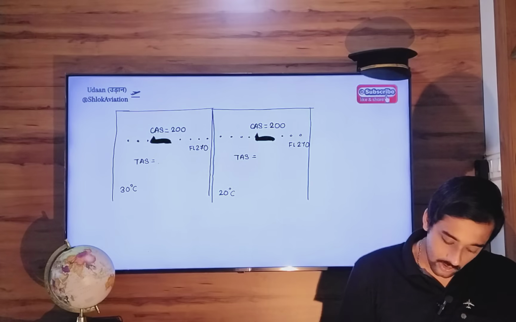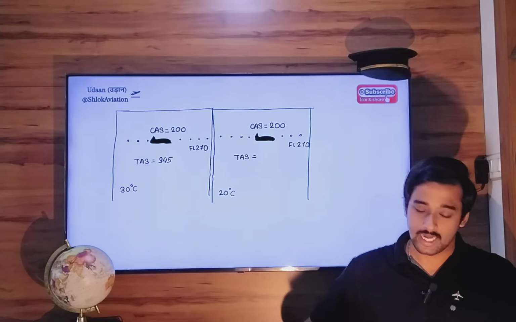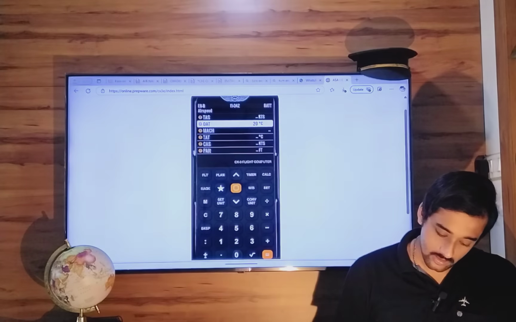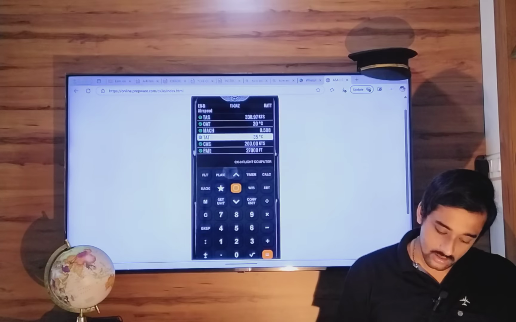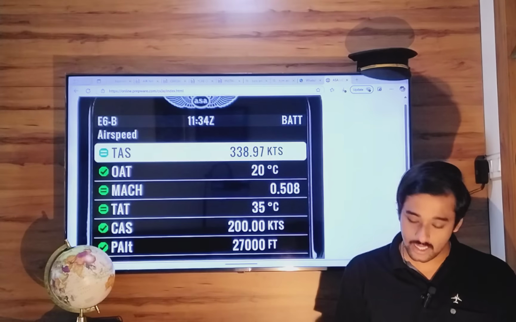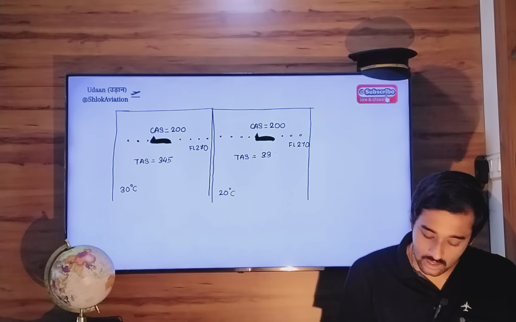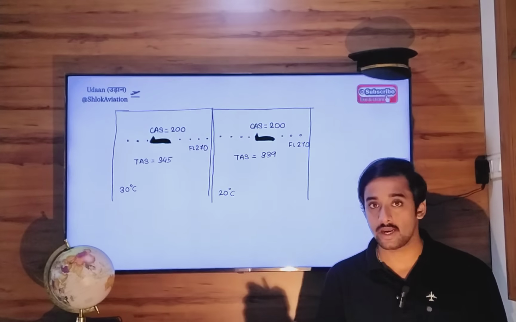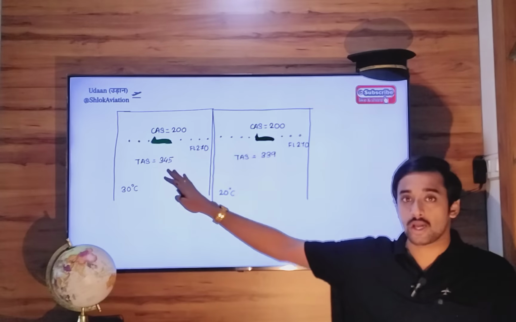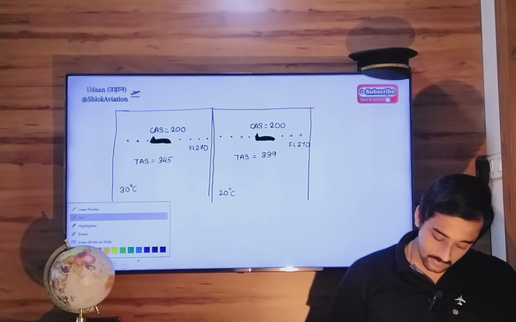approximately 345 knots. Now over here, with a temperature of 20, the things remain the same. Your TAS is 338.9 or 339 knots. So what has happened to your true airspeed? When you enter a cold air mass, it decreases. 345 has become 339.